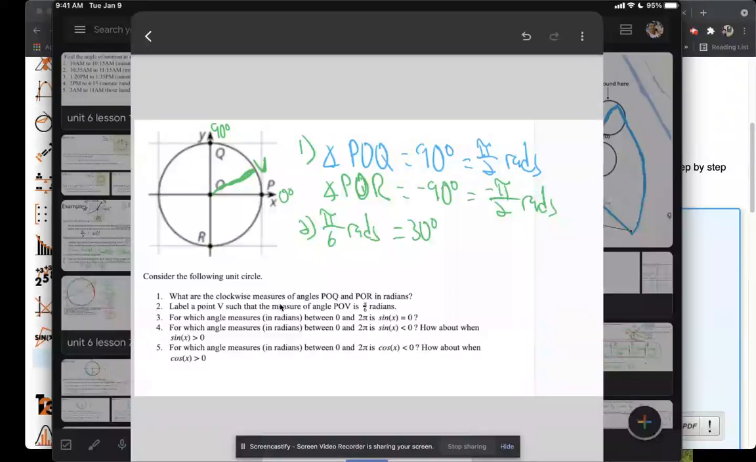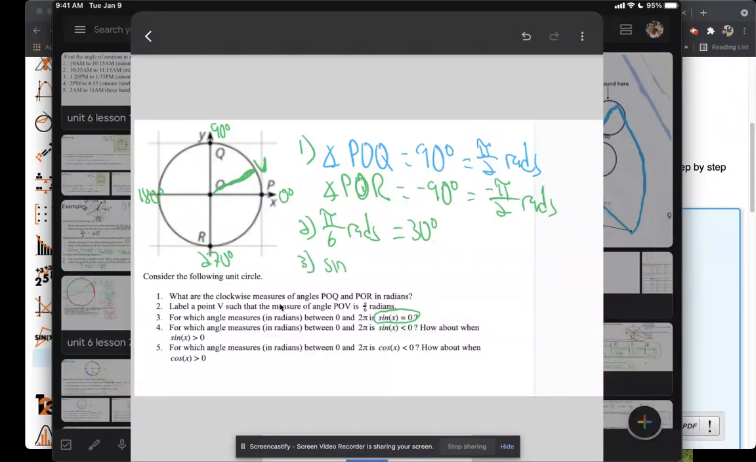Number 3. For which angle measures in radians between 0 and 2 pi is sine of x equal to 0? So, first of all, back on this diagram, we know that this is 0, 90, 180, and 270. Okay. The key is that they tell us that sine of x is 0.